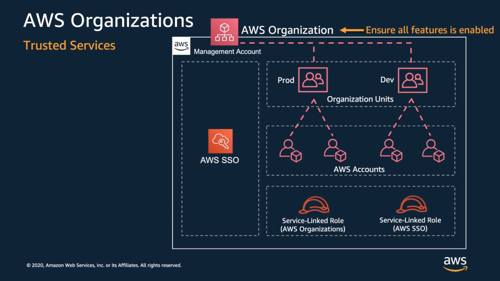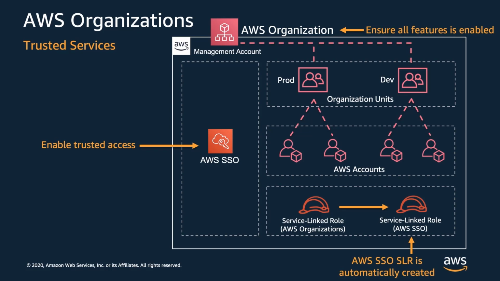So first, you want to make sure you're using AWS Organizations. You want to make sure you're using it in all features mode. So this just really gives you access to advanced features such as service control policies and trusted services, which is the feature we're focusing on here. Next, you want to enable trusted access for AWS SSO. This is done pretty much automatically once you first enable AWS SSO. And then after you've done that, there's actually an AWS Organizations service-linked role. A service-linked role is really just a unique type of AWS IAM role that is linked directly to an AWS service.